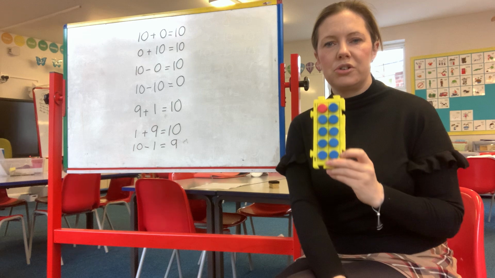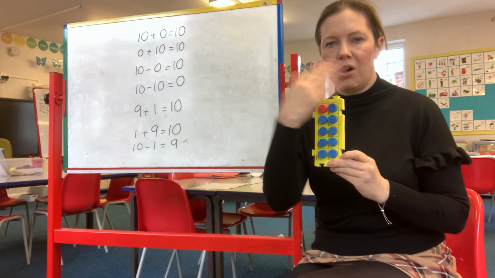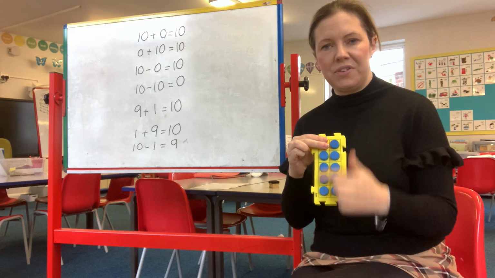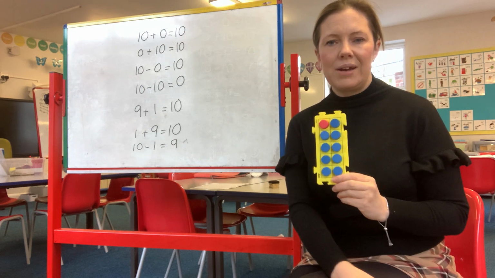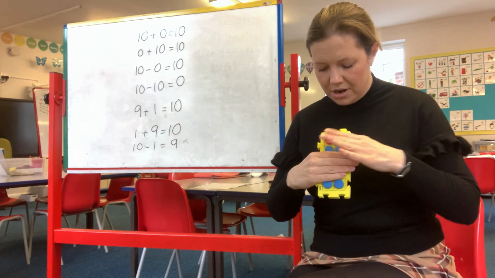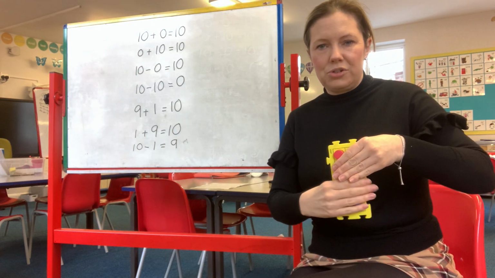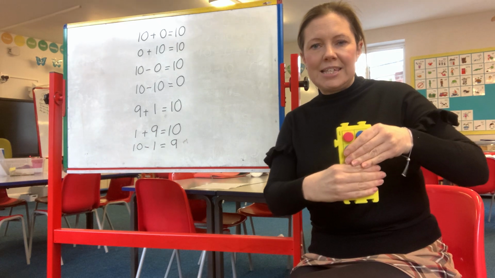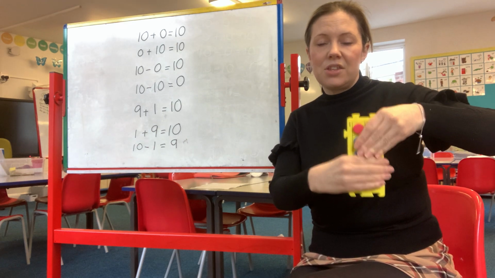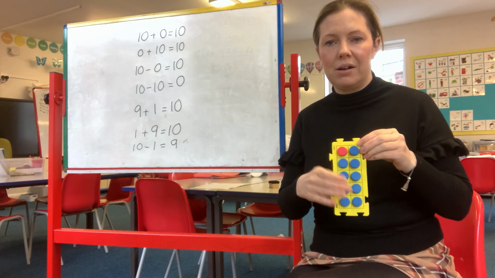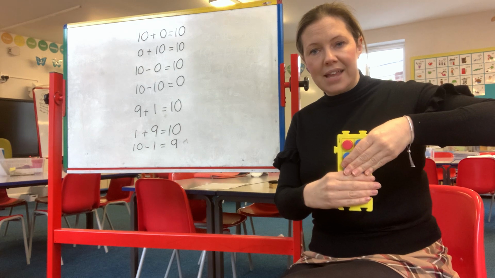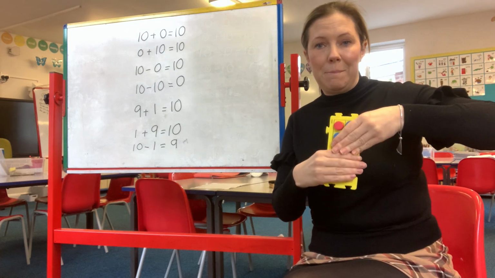What other part could I take away? So the whole is 10. I've taken away the 1 part and that left me with 9 good apples. What else could I take away? You're right, I could take away the 9 good apples and that leaves me with the 1 bad apple, doesn't it? Okay, so the first time I took away the 1 part. This time I'm taking away the 9 part, and that leaves me with 1 bad apple.